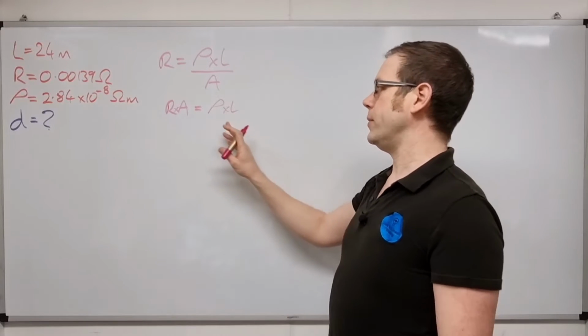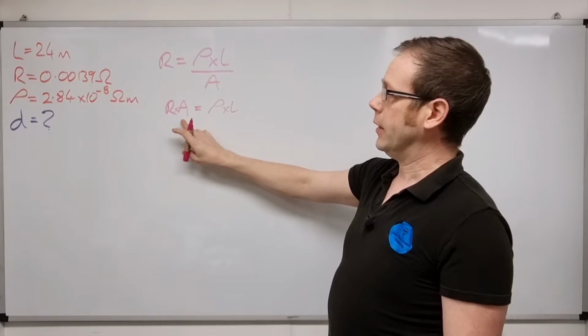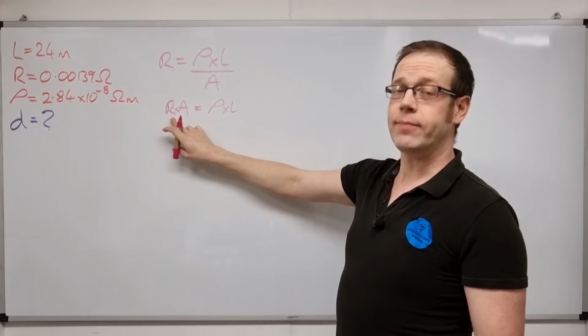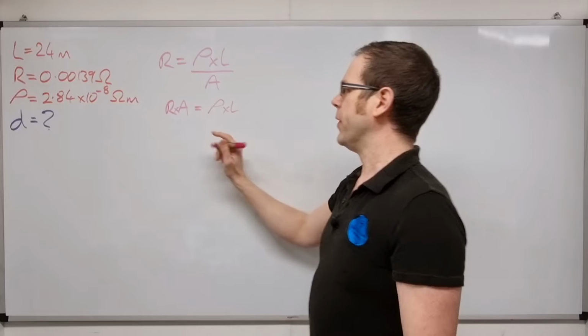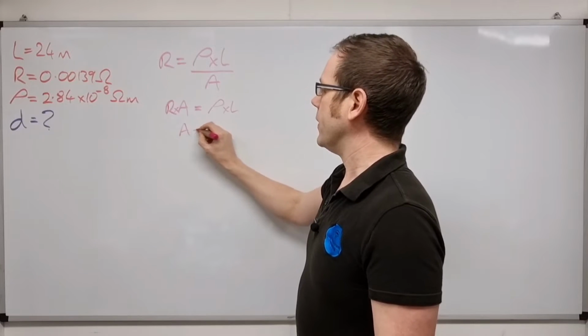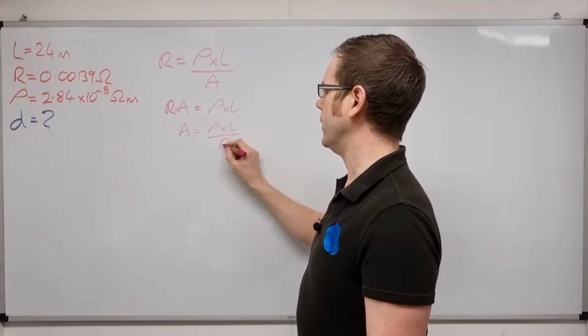Now what we're going to do next is try and get the A by itself. So what are we doing to the A at the moment? Well, we're multiplying it by R effectively. What's the opposite of multiplying by R? Of course, it's to divide by R. So we end up with A is equal to rho times L over R.